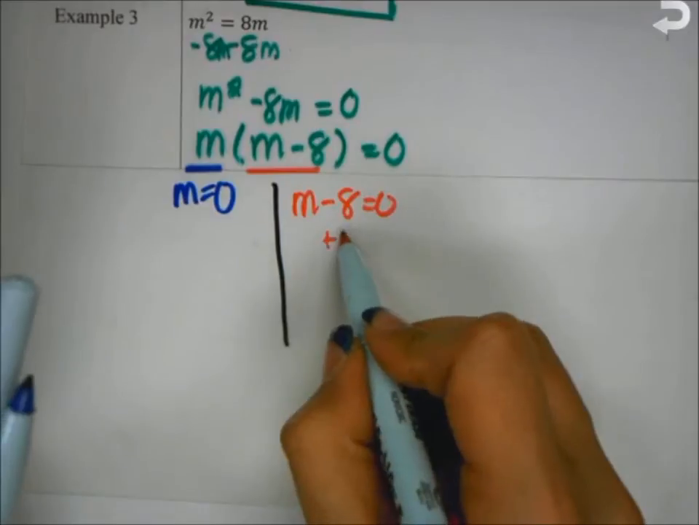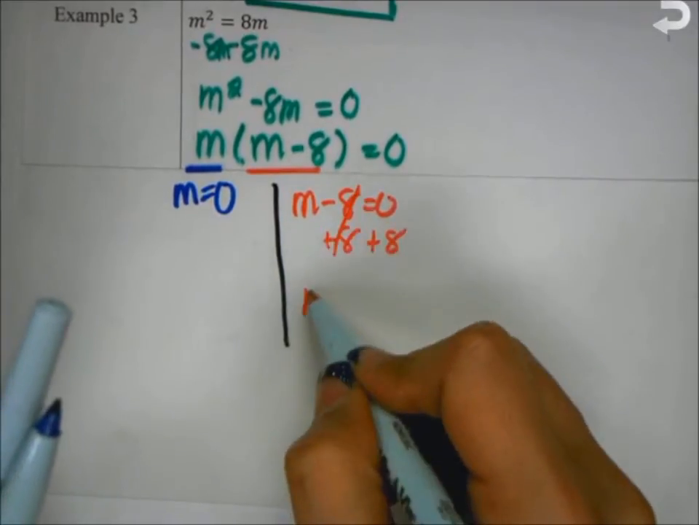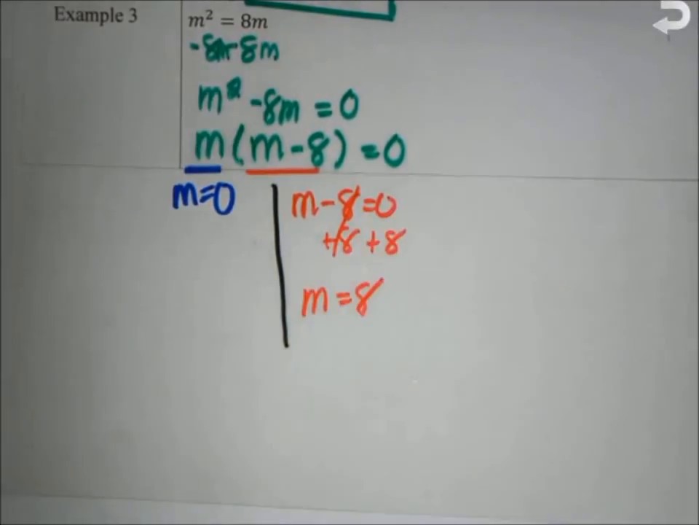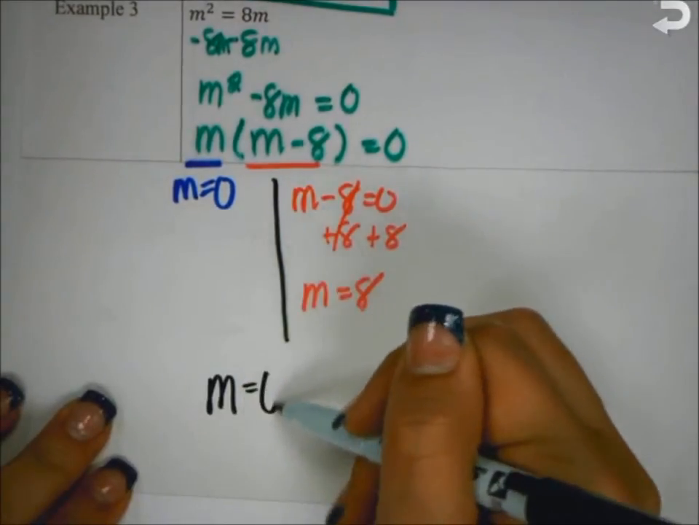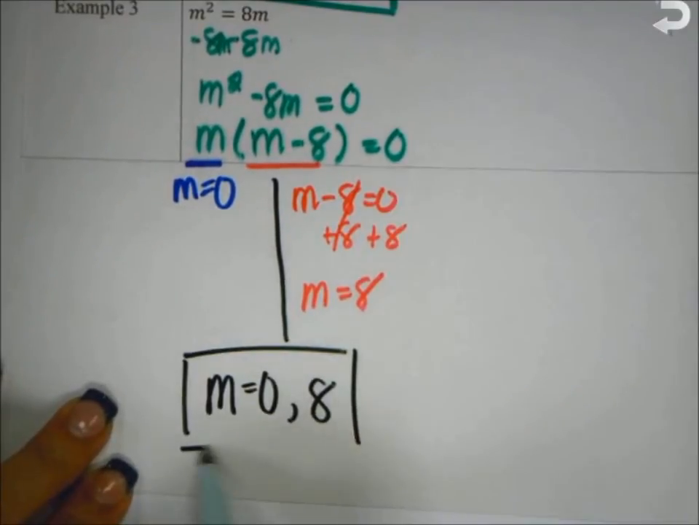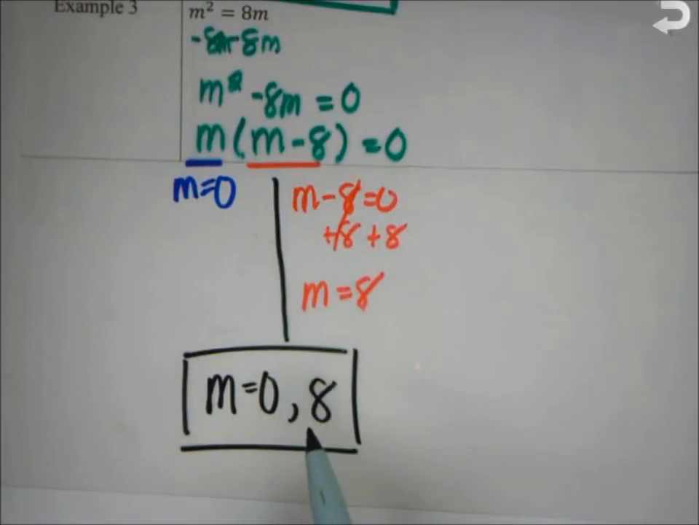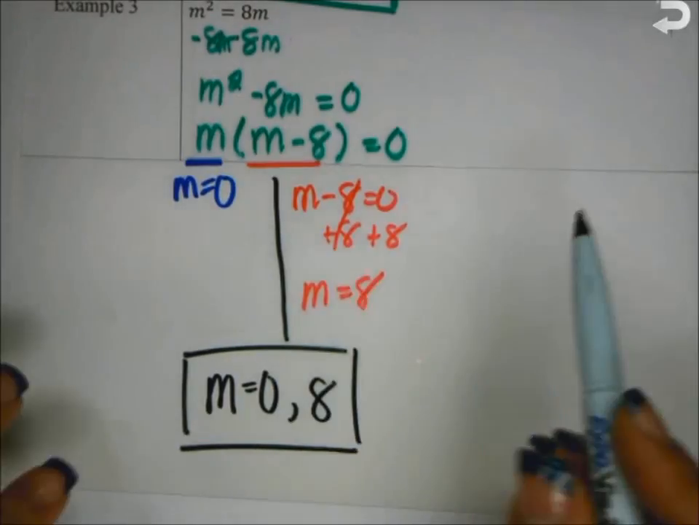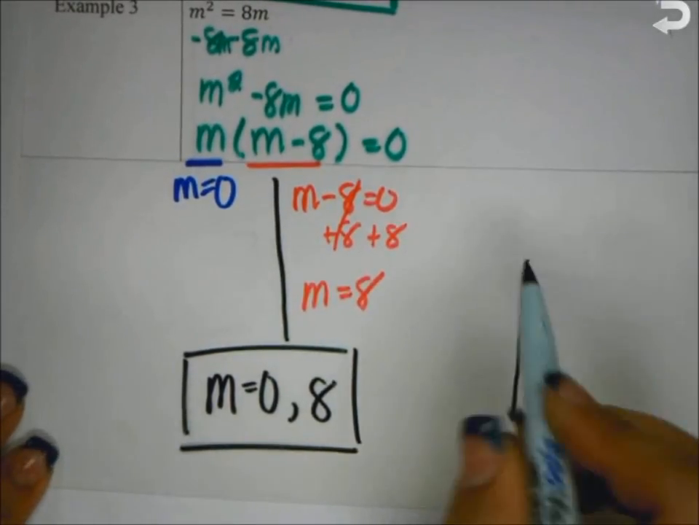Eventually, you're going to start being able to just do this in your head. So what is my answer? m equals 0, m equals 8. So this parabola crosses at m equals 0 and at m equals 8. Most times you're going to get two answers. Sometimes you might only get one, which would mean that the parabola only crosses the x-axis once, so that means it would be facing this way, which we will talk about.